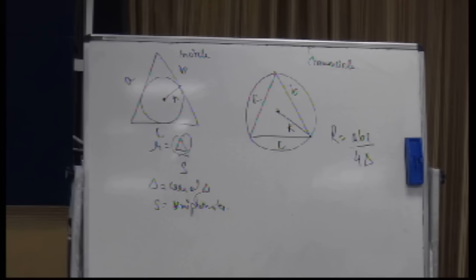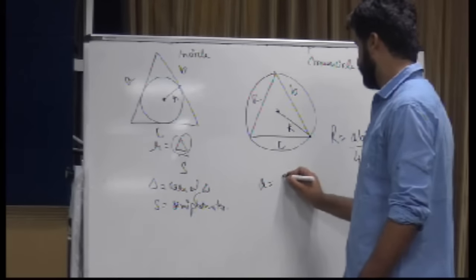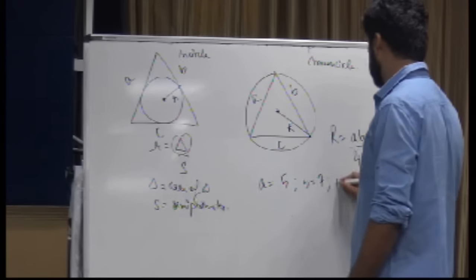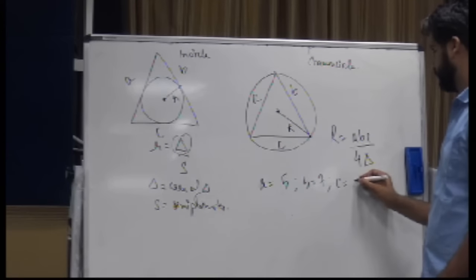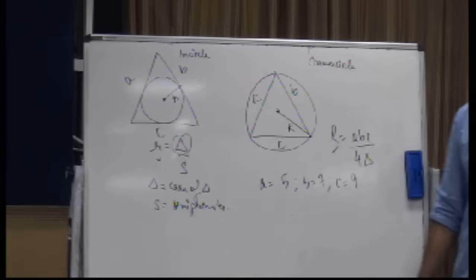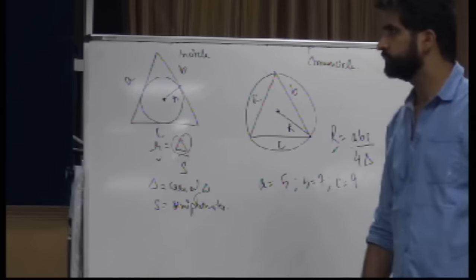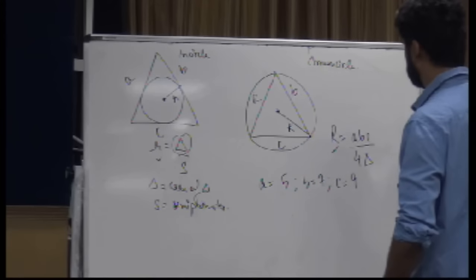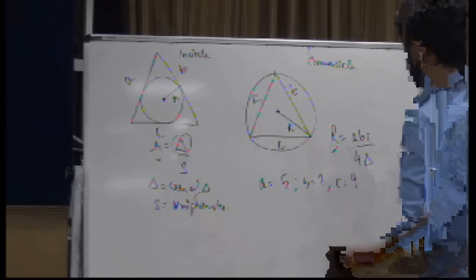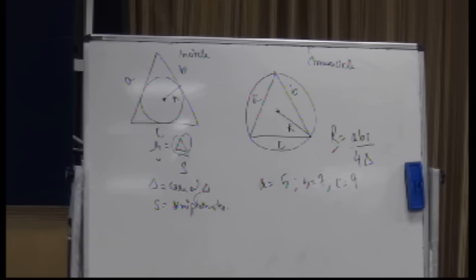Is this all in NCERT? This thing, incircle and circumcircle, no? So let's take an example. If a is 5, b is 7, and c is, let's say, 9. Can you find both the radii? The small one and the capital one. Do it. So just find the value of delta, just find the area of the triangle, you will solve it. How will you find the area? Heron's formula. Do it.